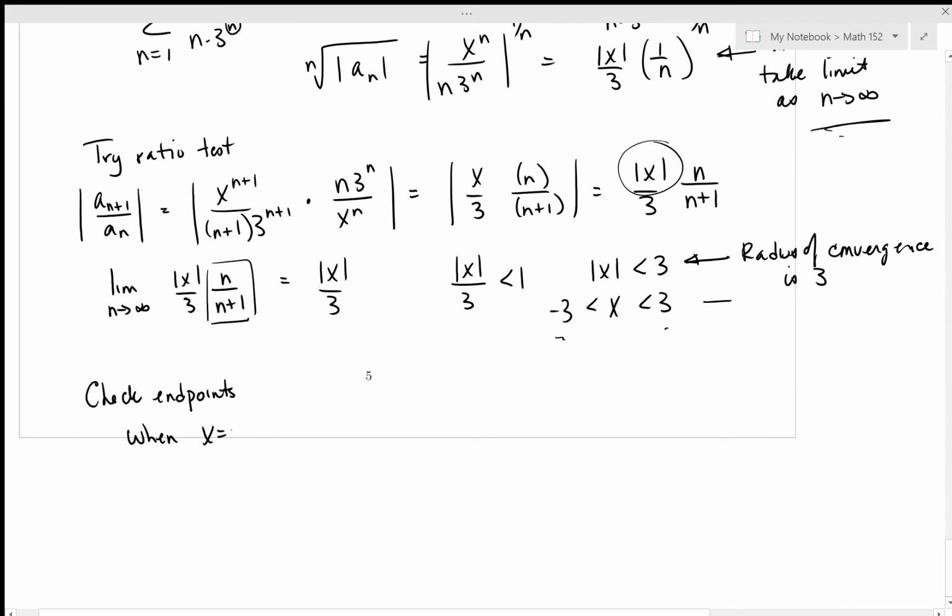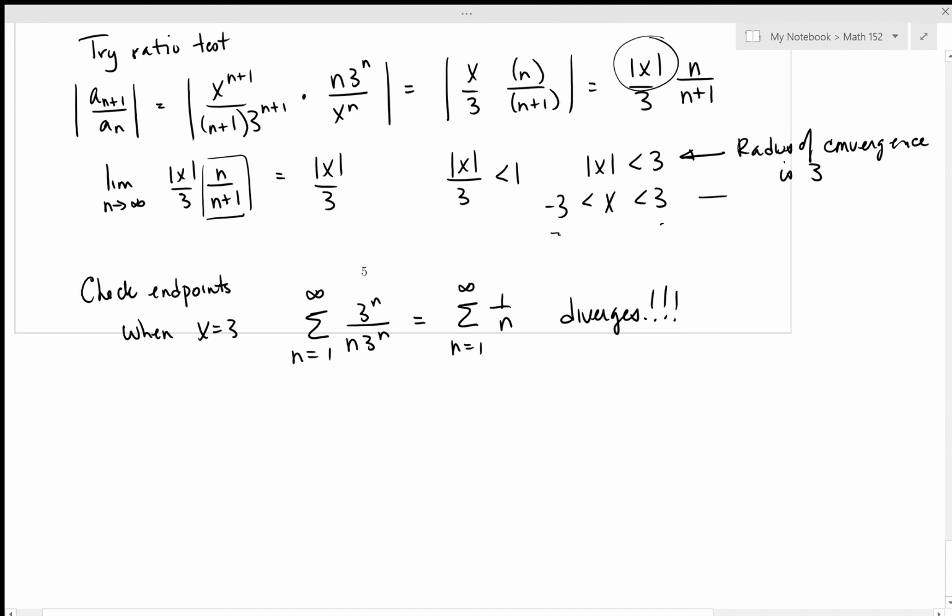When x is 3, I substitute 3 directly into this, and I get 3 to the n over n times 3 to the n, and it is our friend, the harmonic series. There it is, and we know that that diverges. This happens all the time, so I put so much emphasis on this earlier on. The harmonic series diverges. You want no hesitation when you see that.